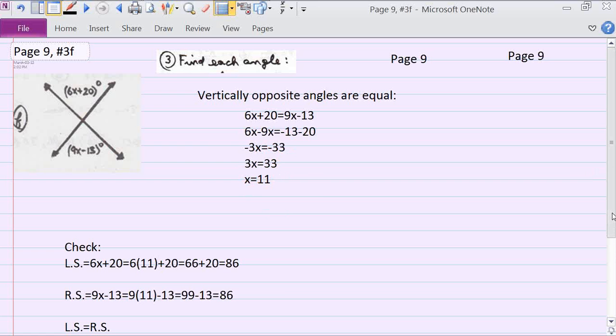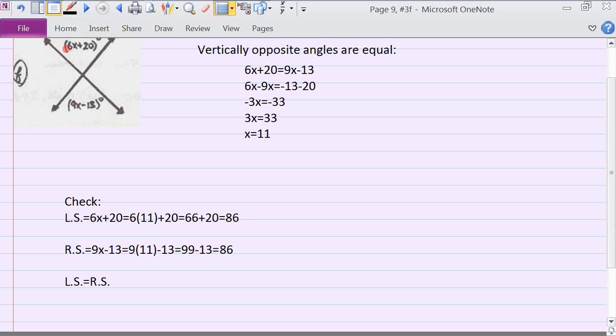Now I'm going to check the answer. I know that this angle is 6x plus 20. So I'm going to substitute 6 times 11 plus 20. 6 times 11 is 66. I add the 20. I get 86. The right side is 9x minus 13. Substitute for the x. 9 times 11 minus 13 is 99 minus 13 equals 86.